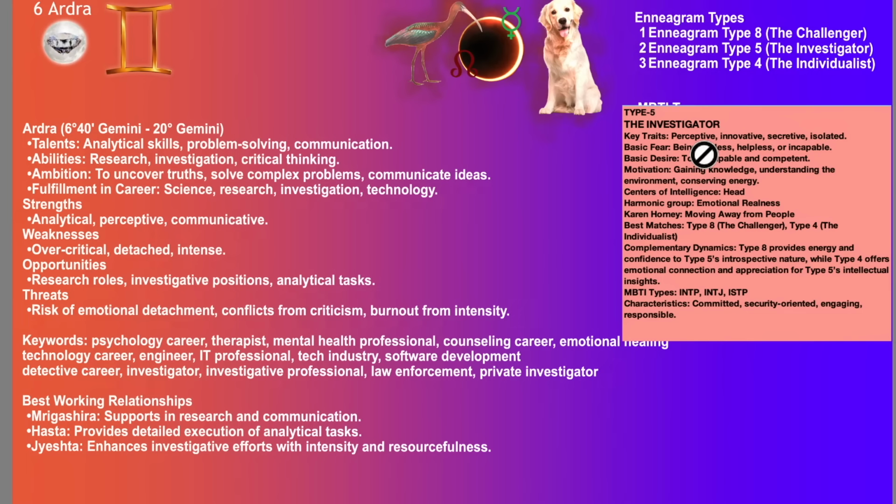The key traits here being they are perceptive. The type 5 in Enneagram, they are perceptive, they are innovative, they are secretive, and they are isolated. Best PI material. Basic fear being useless, helpless, or incapable. That's what drives them. Basic desire is to be capable and competent. Motivation is gaining knowledge, understanding, and environment.